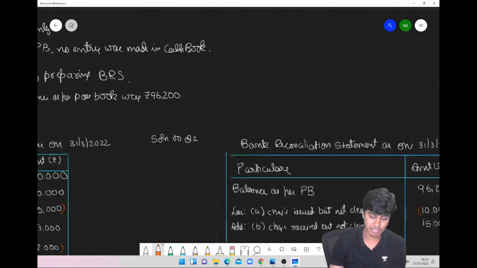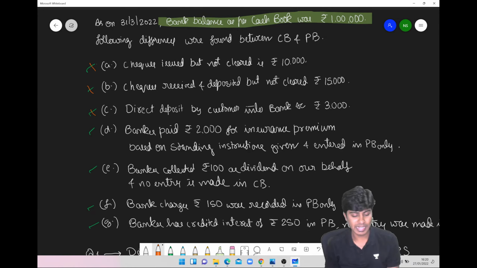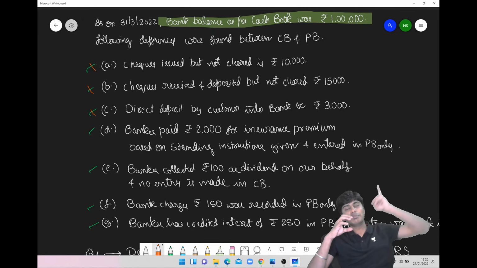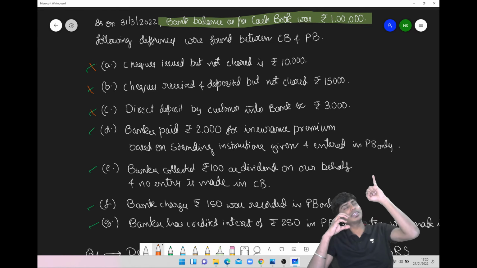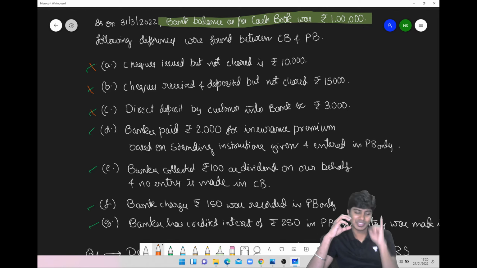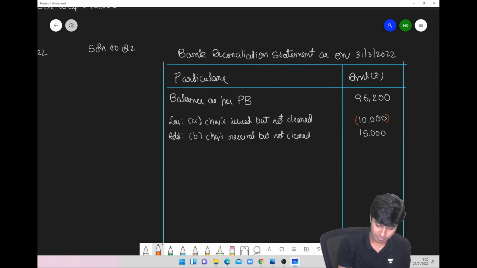Shall we now go to the third item? Let us go to adjustment number 3, or adjustment C. Direct deposit by customer into bank account. Our customer has directly deposited money into our bank account. Our balance as per passbook has increased, but the balance as per cash book has not increased. Because we are making changes in passbook, we have to deduct. It's a less item. Direct deposit by customer into bank account is a less item. You remember that.